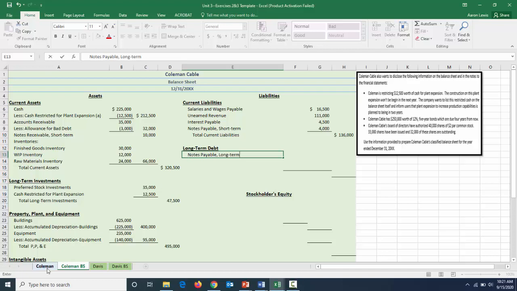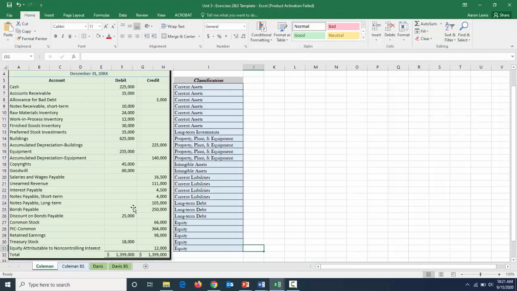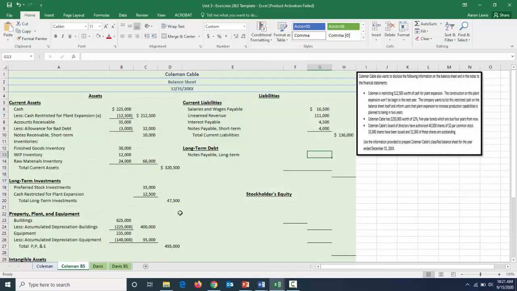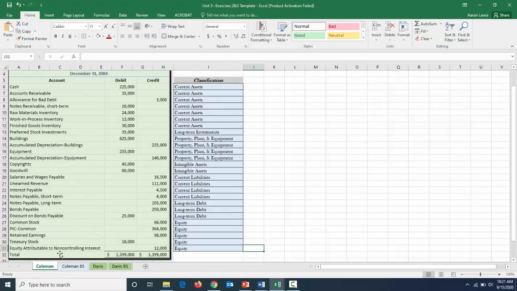And that number, if we go look at our information one more time, was 105,000. So let's put that number over here. The other piece of long-term debt that we have is our bonds payable, and it has a contra account tied to it, which is our discount on bonds payable. So we're going to list both of those.